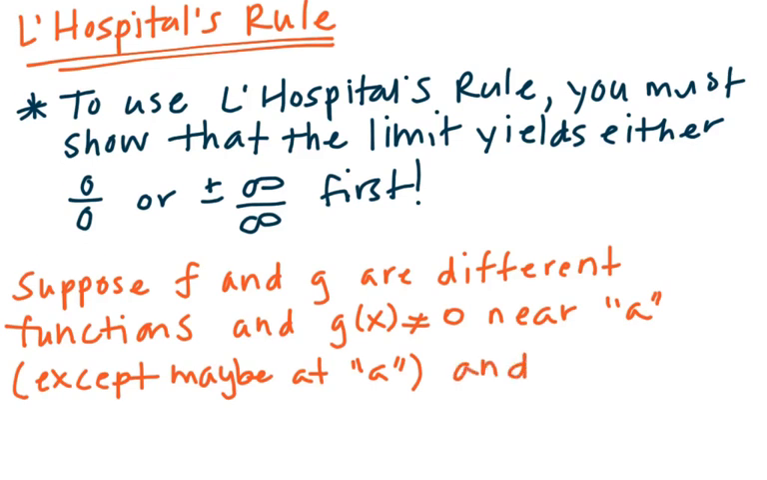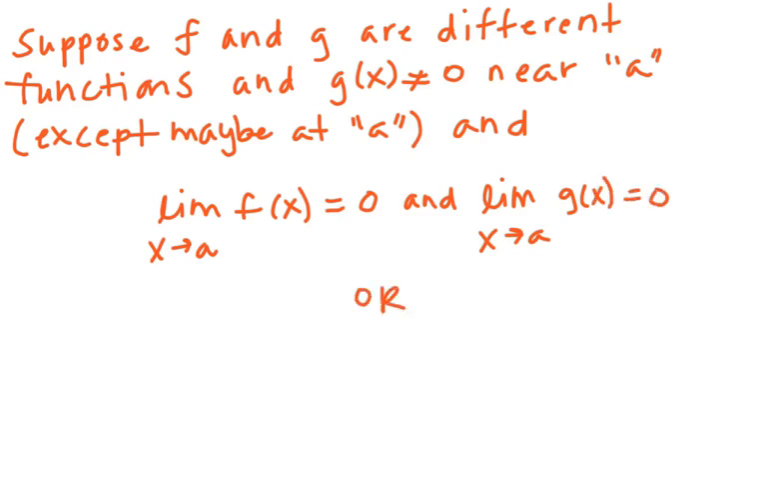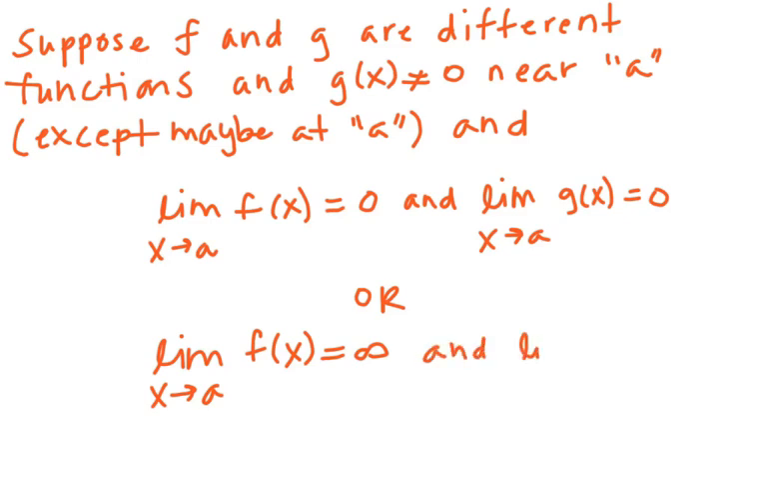and the limit as x approaches a of f of x equals 0, and the limit as x approaches a of g of x equals 0, or the same thing but with infinities. So kind of like what we just talked about, where you have to show that this is the case, that you're getting indeterminate form. And those could also be negative infinities as well.